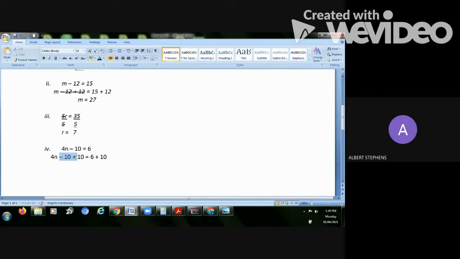And then all of this will give us 0, leaving back what? 4n equal 16. But when you notice, this is an equation that contains a multiplication, just like up here, not true? And how do we solve that? By dividing by 4. So we divide both sides by 4.